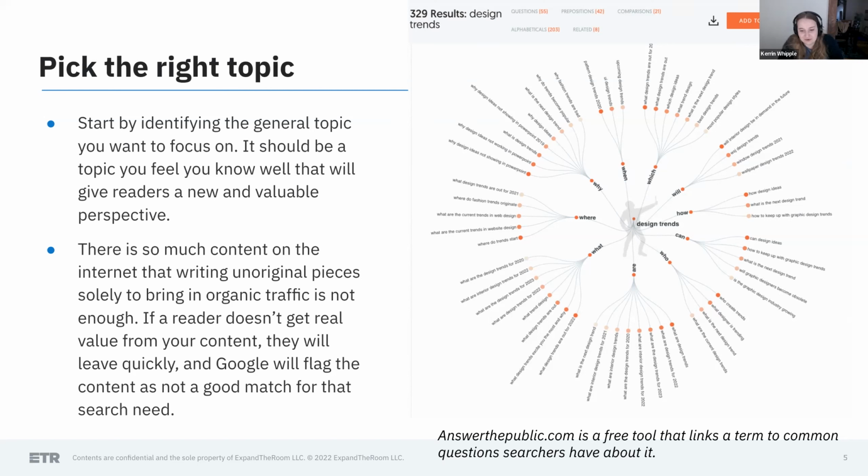This image on the right here is from answerthepublic.com. It's a free tool that could possibly be used to get your brain turning on topics you might want to write about. What I did here was type in design trends, and it visualizes, and you can change this so it's a little easier to read, the questions people are asking about design trends. And that might be a good place to start brainstorming ideas if you need a little help.